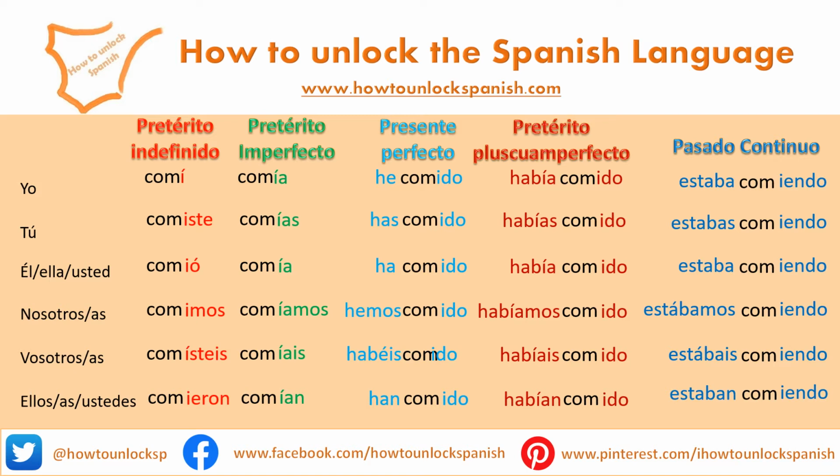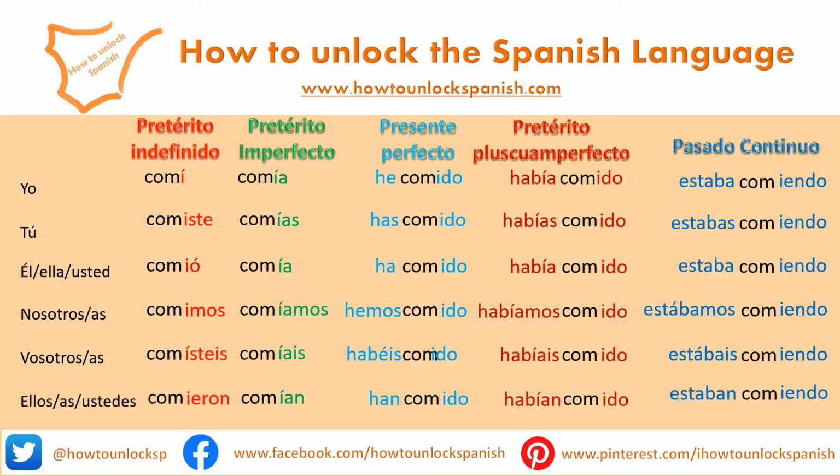Now we are going to talk about pretérito imperfecto. Pretérito imperfecto has three different uses. First one is what you used to do in the past. The second one is what was happening when something else happened, and you are paying attention to that action when it was still in progress. And then for description in the past.